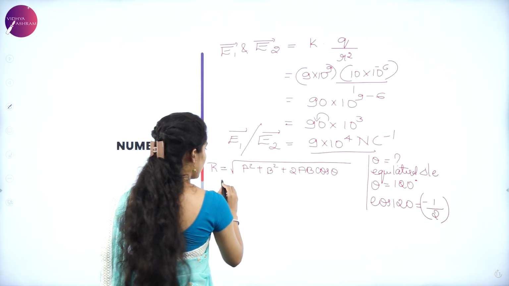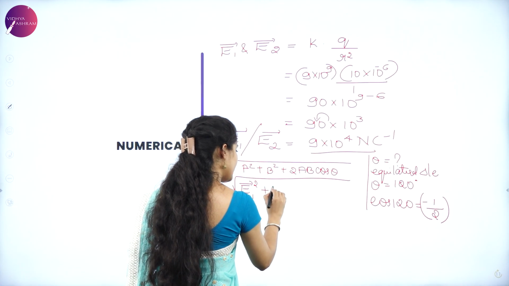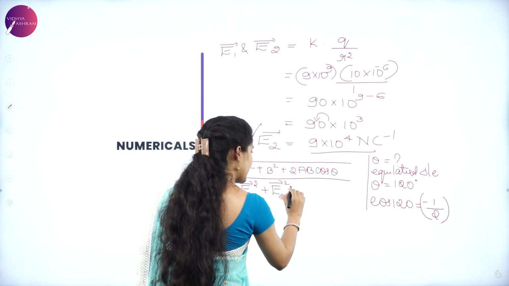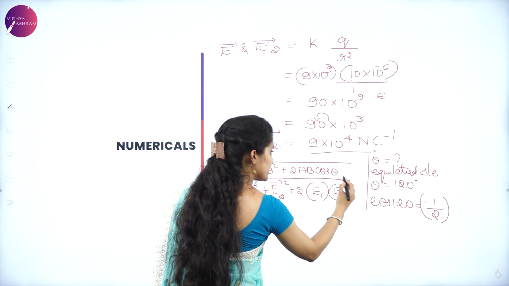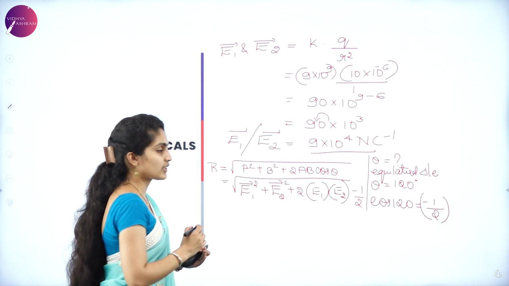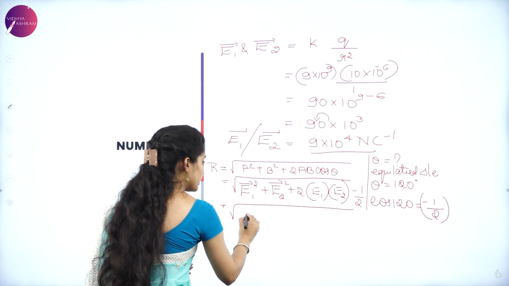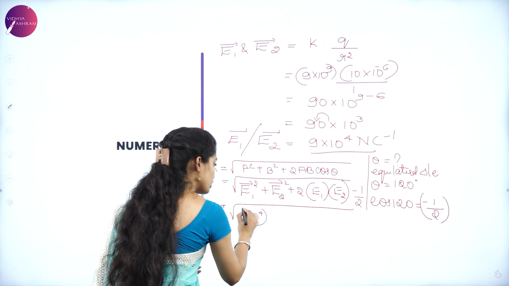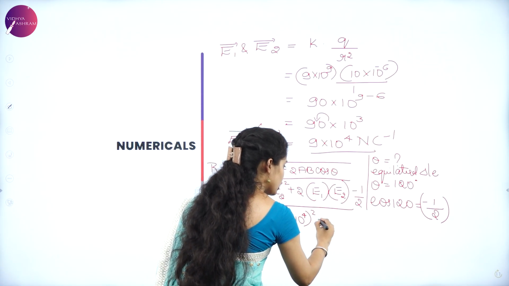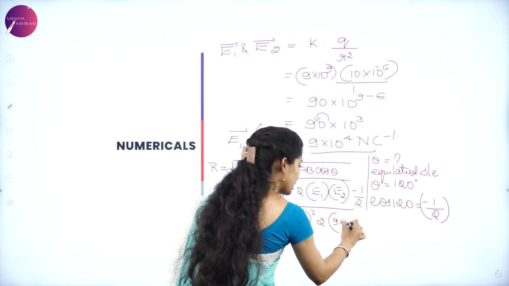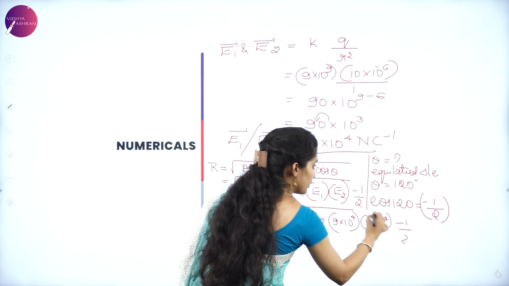Okay. So now you have got your R square can be rewritten as E1 square plus E2 square plus 2 into E1, E2 and cos theta, which you can just write directly as minus 1 by 2. What is your E1? It is 9 into 10 to the power of 4 the whole square plus 9 into 10 to the power of 4 the whole square and 2 into 9 into 10 to the power of 4 into 9 into 10 to the power of 4 and minus 1 by 2.